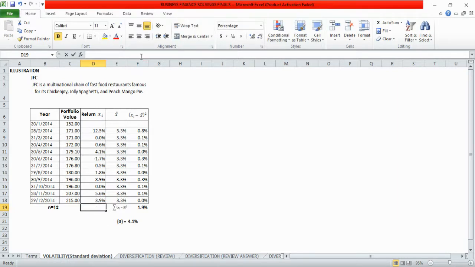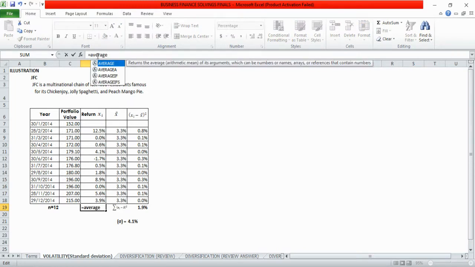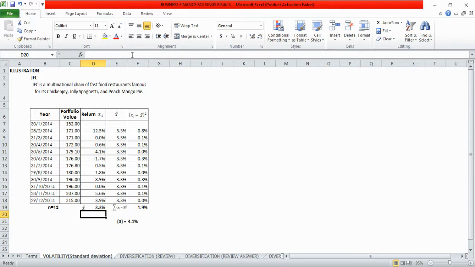Let's get the average. And let's select the values. Okay, so this is the answer. That's why you could see that this is 3.3% because that is our mean, okay? Don't forget. And next, we have to find the square of the difference of our return and average return.